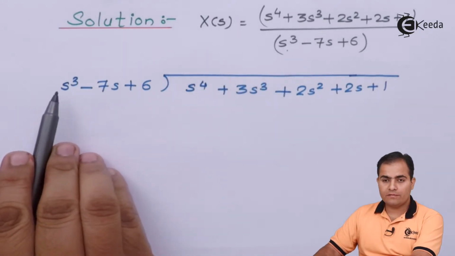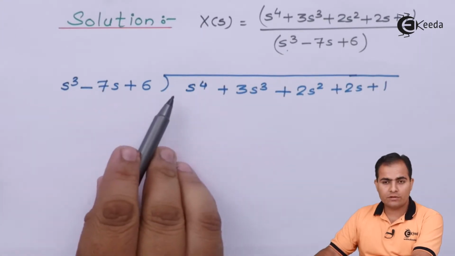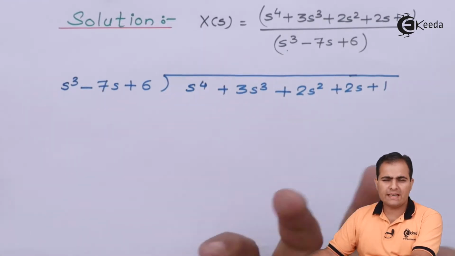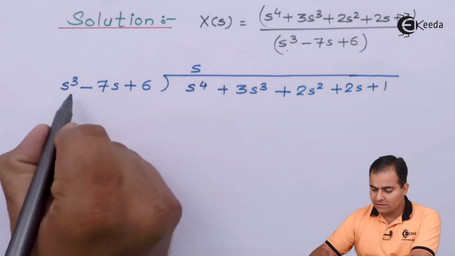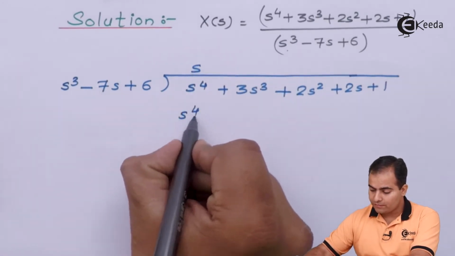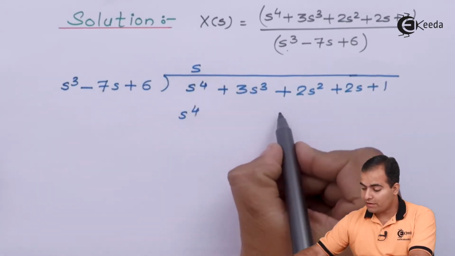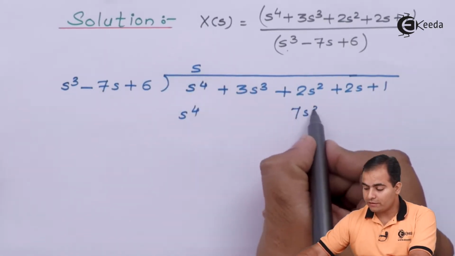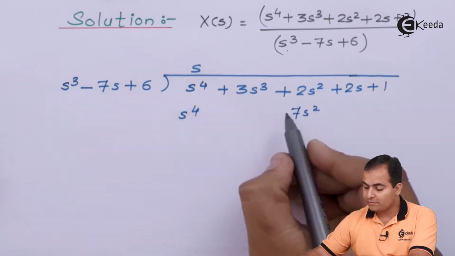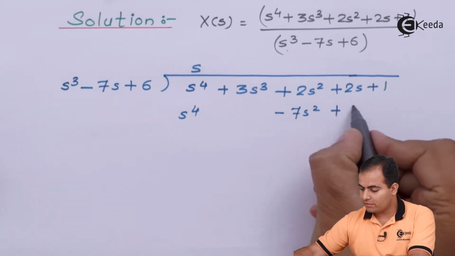Now look at it. Which factor should be multiplied with s cube to get s to the power 4? Simple, the result is simply s. So if we multiply this by s, what do you get? s to the power 4, then 7s into s becomes 7s square, so I'm going to write it over here, and the sign is minus, and the last one, 6s, is over here.